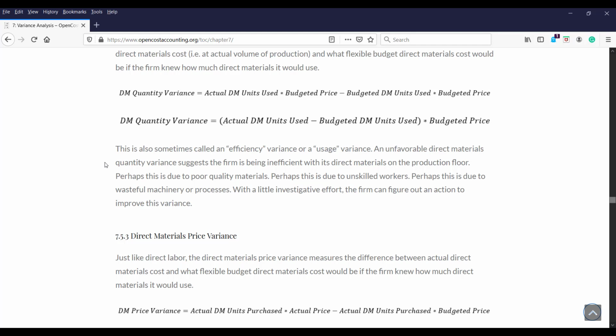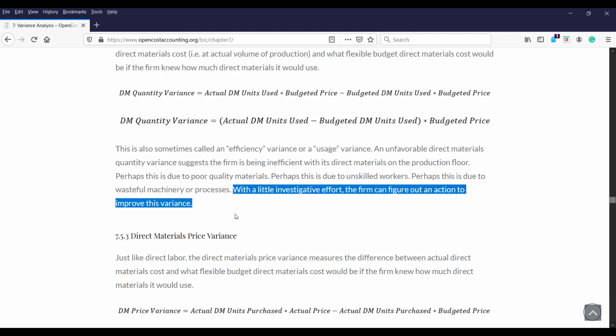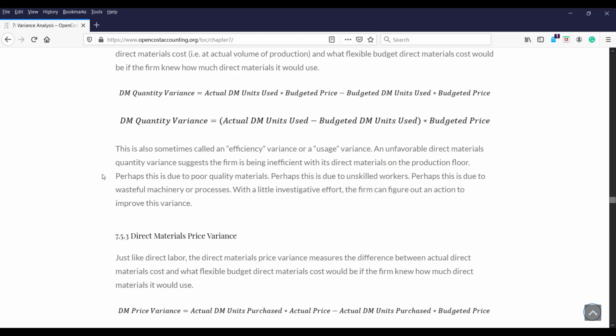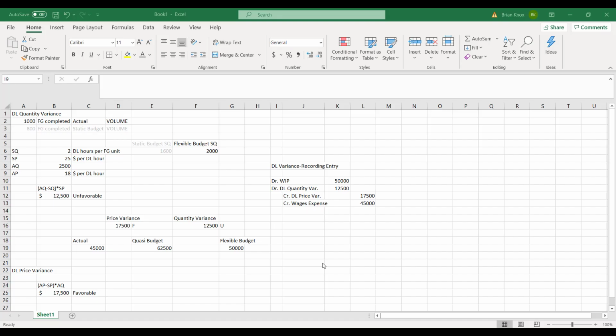So this could be tied in with your direct labor. If your direct labor is not skilled, they might have extra waste. If your machinery is out of date, so now we're talking about maybe an overhead cost more. If your machinery is out of date or poorly maintained, it could also mean that you're wasting more materials. You might just have poorer quality of materials. But with a little investigative effort, the firm can figure out an action plan to improve this variance or to maintain a favorable variance.